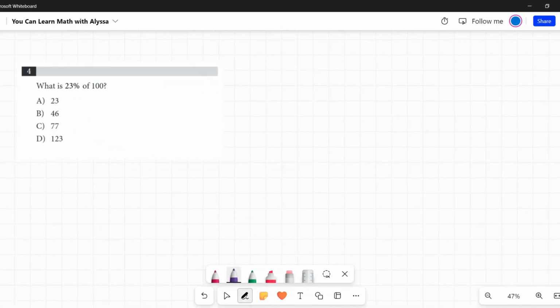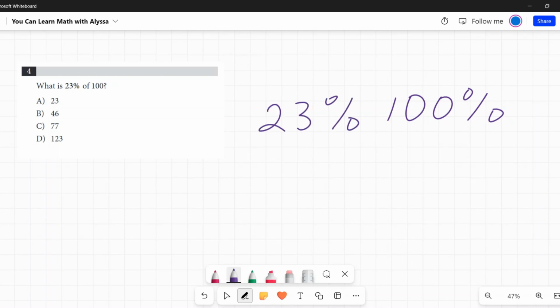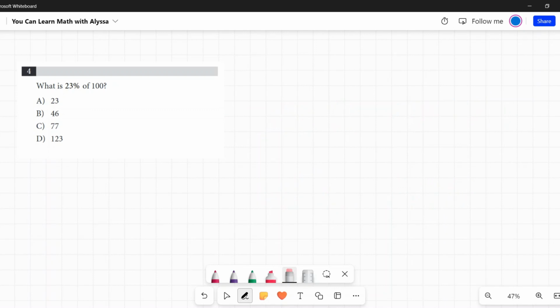Number 4, what is 23% of 100? Now this may be something since there are 100 percents in all. So 23% of 100. So 23% out of 100% is equal to what out of 100? It's 23. That's sort of the logic way of doing it, but I'm going to show you the math way because they're not always going to be that straightforward.